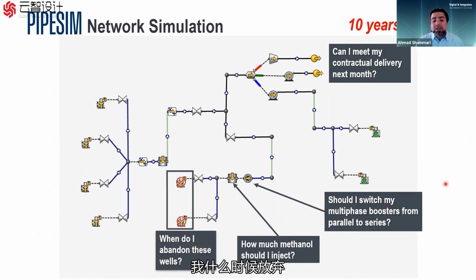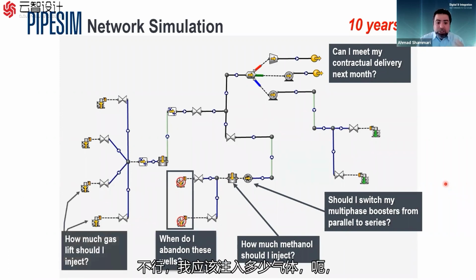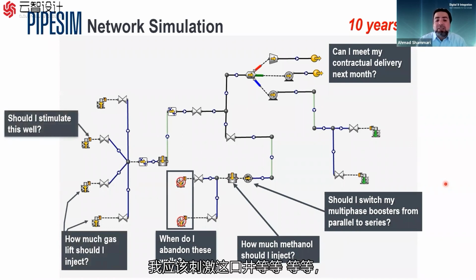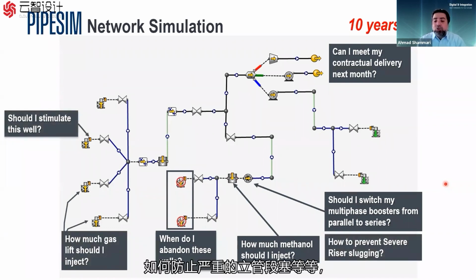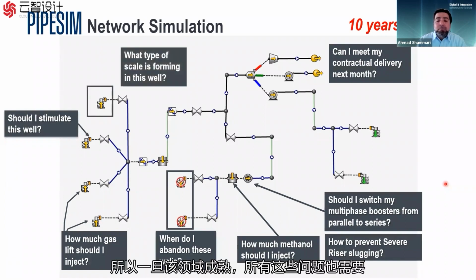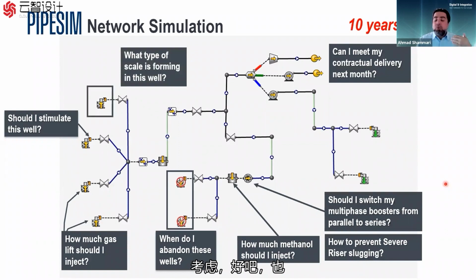When do I abandon these wells? There are many wells now that start to produce less and they are fluctuating. Do I abandon them or not? Okay. How much gas lift should I inject? Should I stimulate this well, etc., etc.? How to prevent severe riser slugging, and so on and so on. So all these questions need also to be taken into consideration once the field is mature.